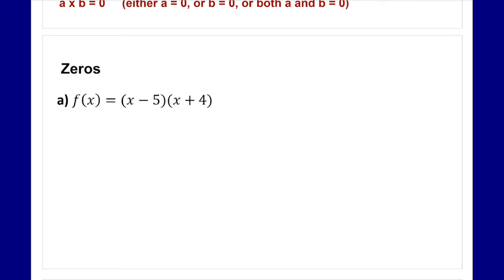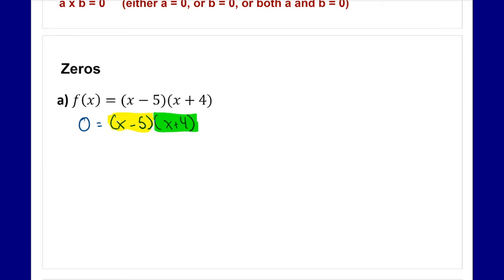If I want to find the zeros, that's the same thing as saying that the function is equal to 0. So 0 equals x minus 5 times x plus 4. Because this is essentially one item multiplied by another item, if either of those two brackets equals 0, then this would complete the function. So this is where we find our zeros, or our x-intercepts.